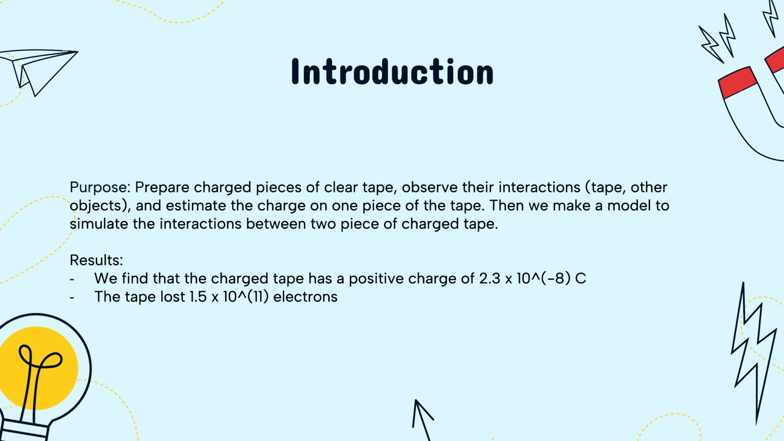The purpose is to prepare charged pieces of clear tape, observe their interactions with tape and other objects, and estimate the charge on one piece of the tape. Then we make a model to simulate the interactions between two pieces of charged tape. A brief overview of results shows that we find the charged tape has a positive charge of 2.3 times 10 to the negative 8 coulombs and has lost 1.5 times 10 to the 11th electrons.